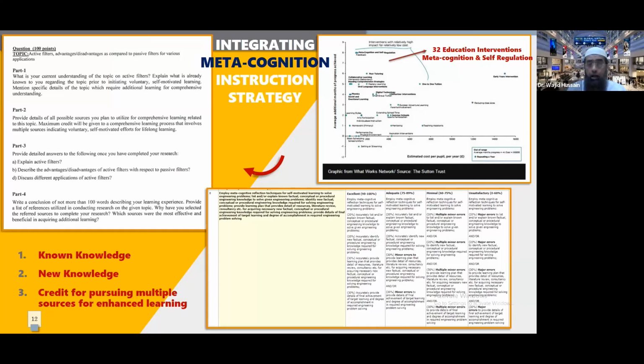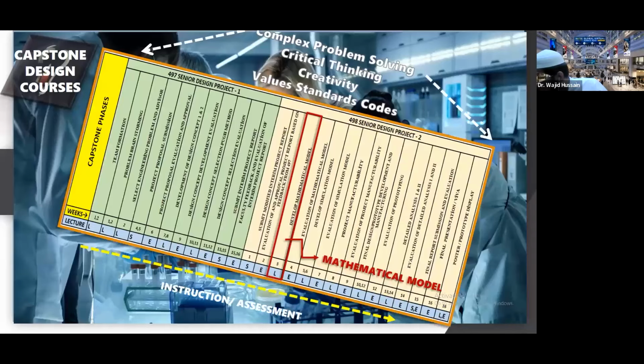And part 3 is now, once you've completed that exercise, what do you know about this particular topic, component, or process? Then part number 4, write a conclusion of not more than 100 words describing your learning experience. Provide a list of references utilized in conducting research on a given topic. Why have you selected the referred sources to complete your research? Which sources were the most effective and beneficial in acquiring additional learning? So you have a beautiful rubric here. So you need all of these to integrate these skills into learning. This is a very simple sample of how you can bring in metacognition.